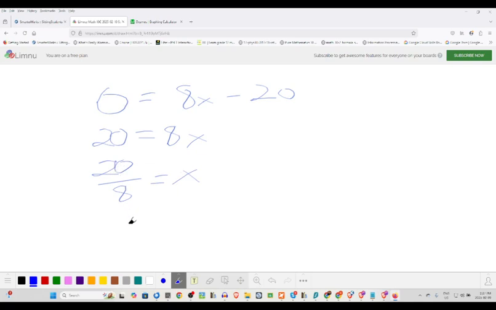Simplifying 20 over 8, they're both multiples of 4. So that's a 5/2. We always want to make sure that's what x equals.